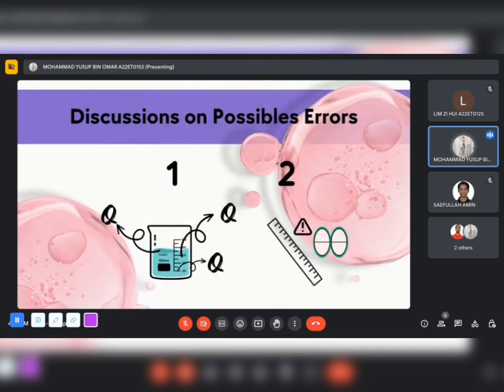Then, in our discussion, there are also some possible errors that we considered. The first one, since this experiment was conducted without any insulated material, we expect that heat was lost to the surrounding during this experiment. And the second possible error is that our eyes were not perpendicular to the scale reading while we were taking the temperature of the water every 1 minute.